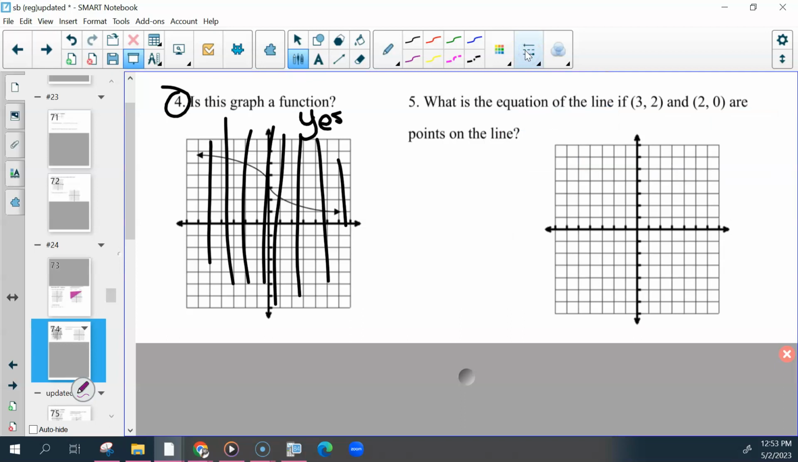For number 5, if I plot these 2 points, (3, 2) and (2, 0), and I have to find the equation of this, I could count the slope. So I'm going up 2 to the right 1, and use that to go backwards to find my y-intercept. Go down to the left 1 until I hit the y-axis. So my equation would be y equals 2x minus 4.